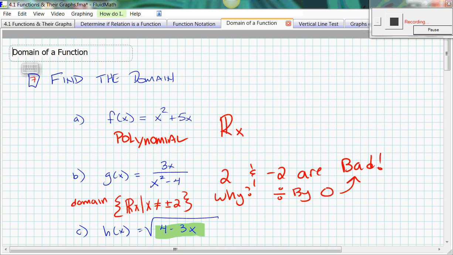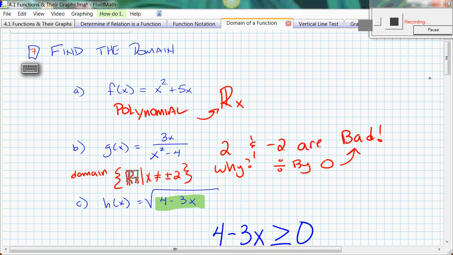And any polynomial function will have a domain of all real numbers. So any polynomial you can think of will have a domain of all real numbers. It's kind of nice. Rational functions, however, we have to be careful not to divide by 0 on the bottom here. So we have to ask ourselves, are there any numbers that would give us a 0 on the bottom if we plug them in for x? And those happen to be 2 and negative 2. Right? They're bad. Why? Because we'd be dividing by 0, which is also bad. So therefore, the domain is all real numbers x such that x is not plus or minus 2.